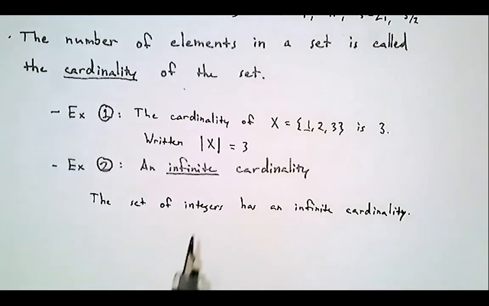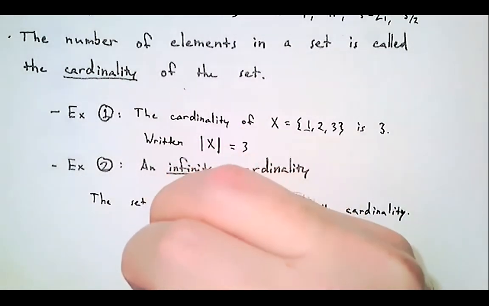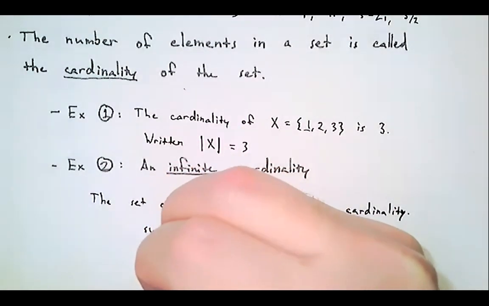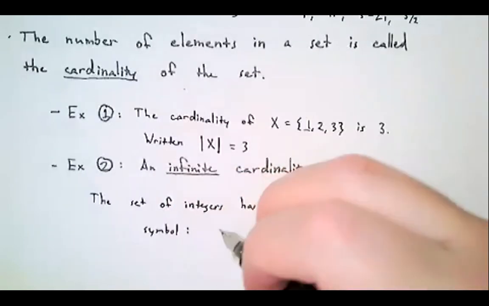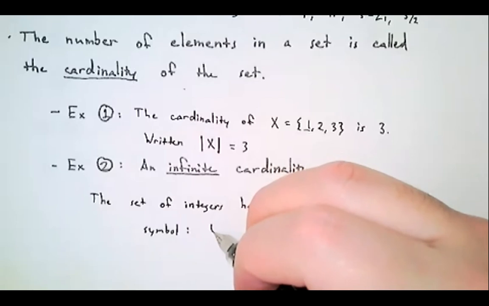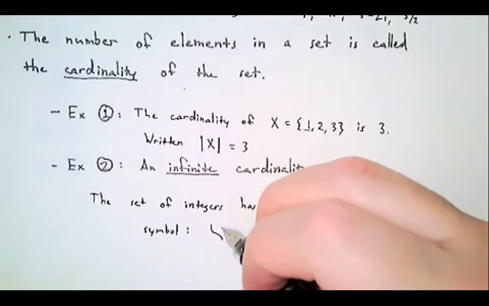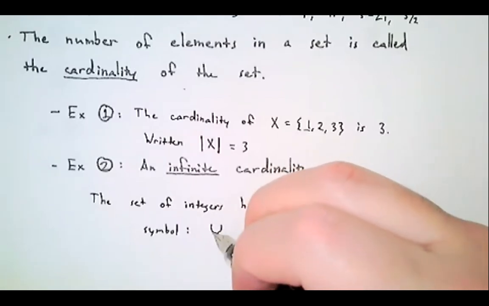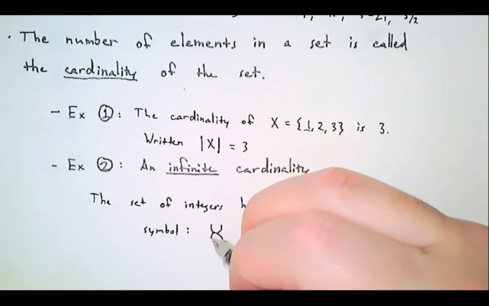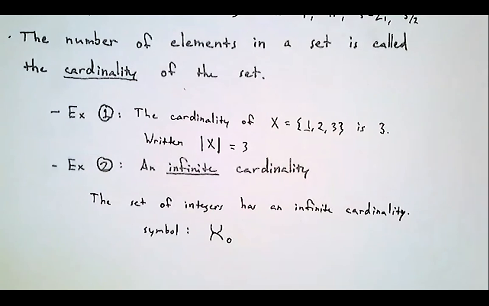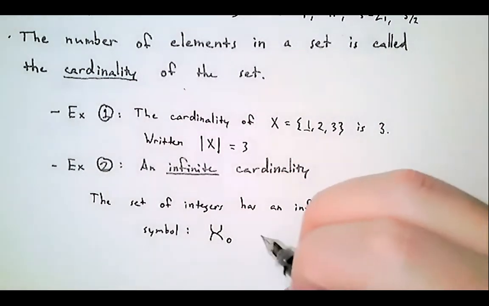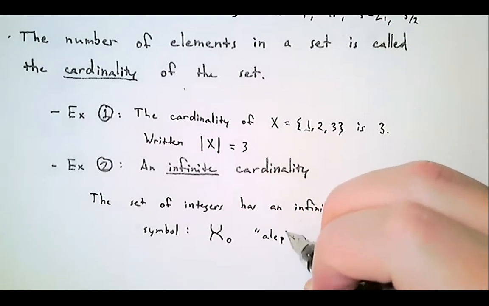And in the case of the integers, there's actually a special symbol for its cardinality. And it's a, see if I can get it correct. It's a Hebrew letter, not Greek. And I drew it poorly. But it's called an Aleph null.